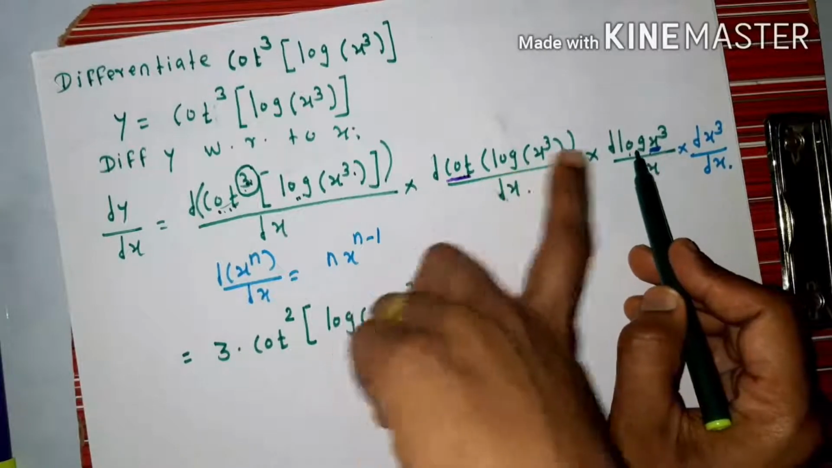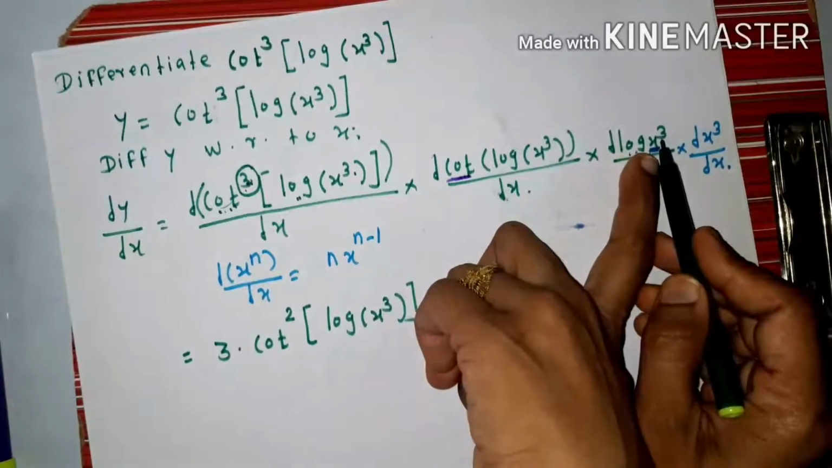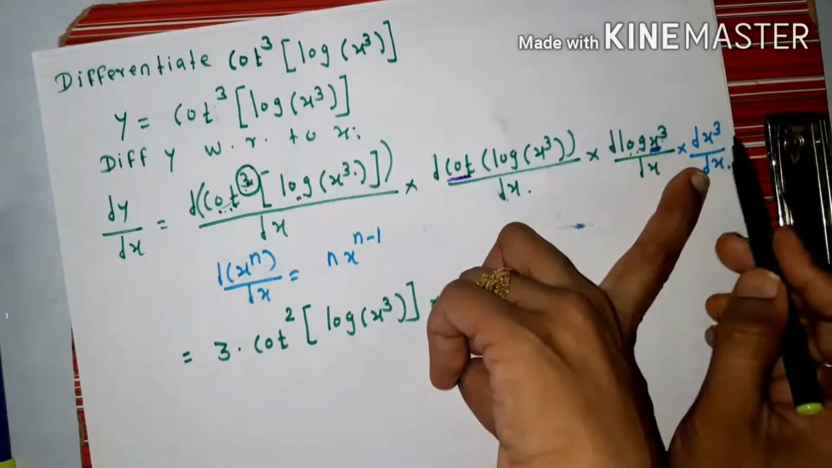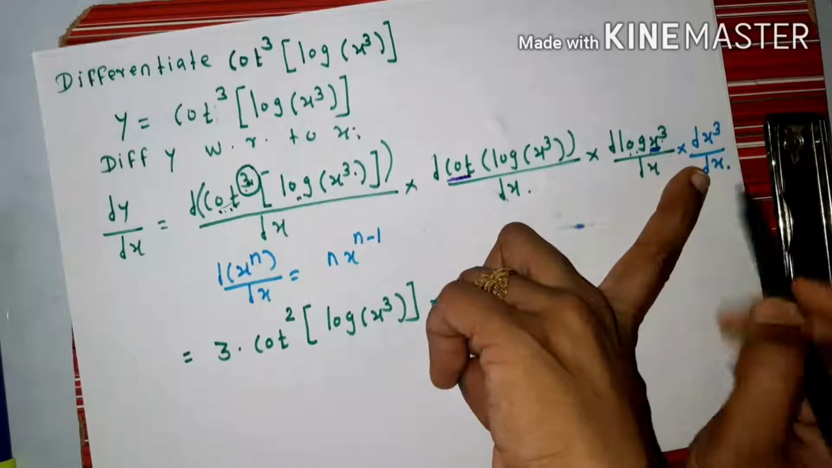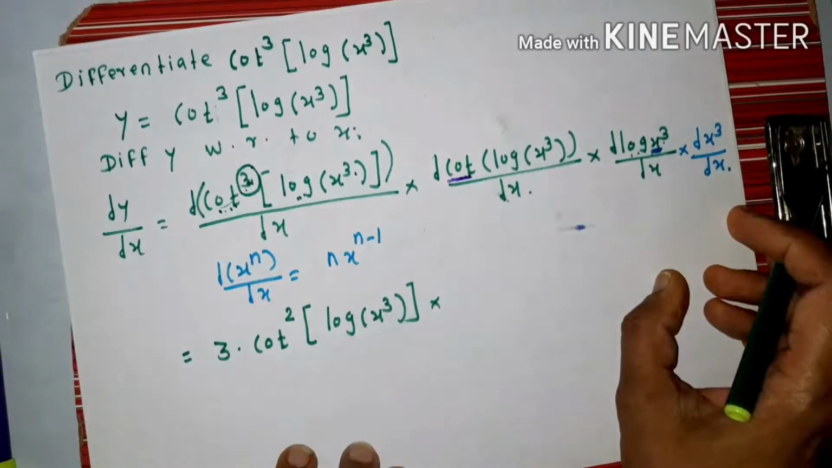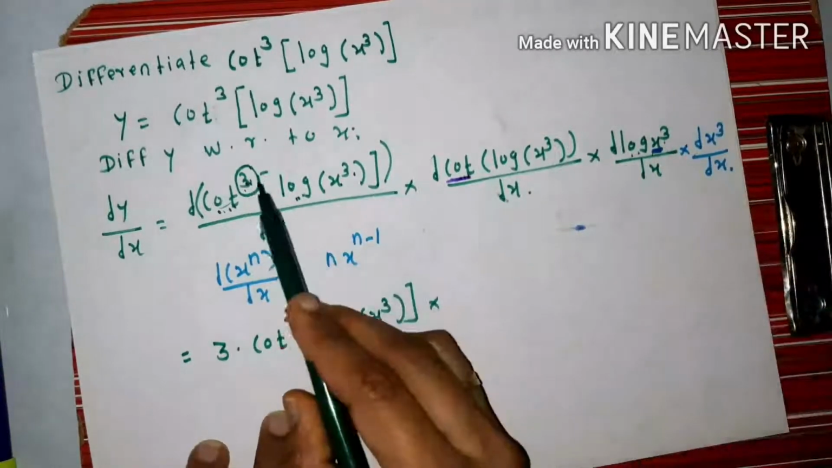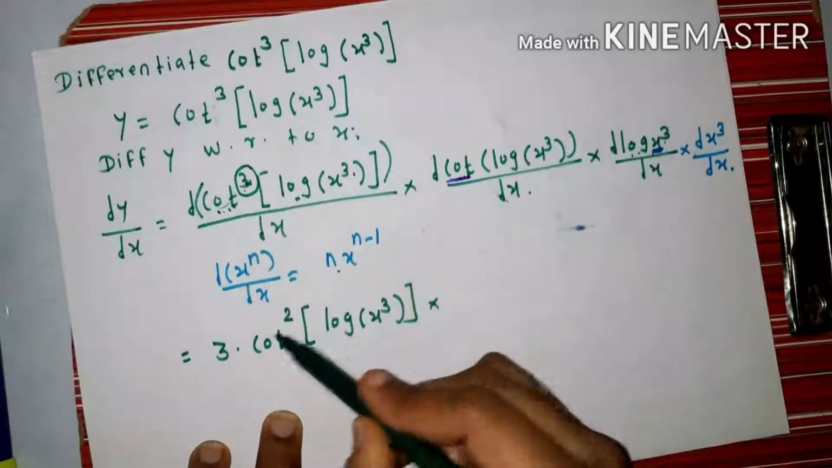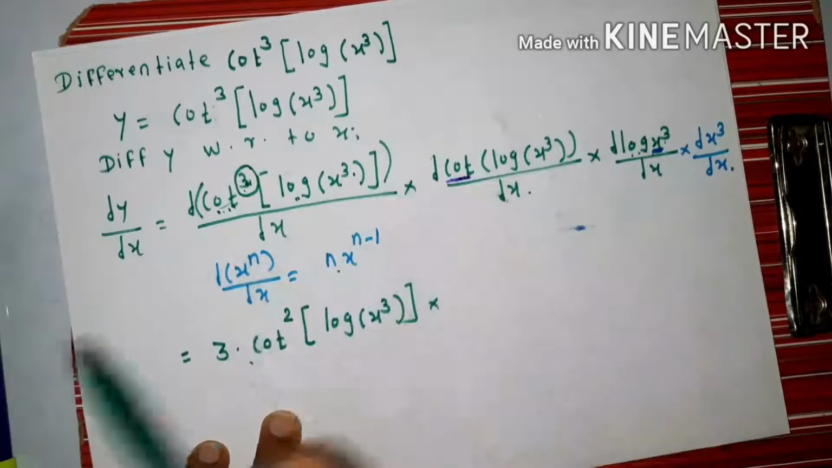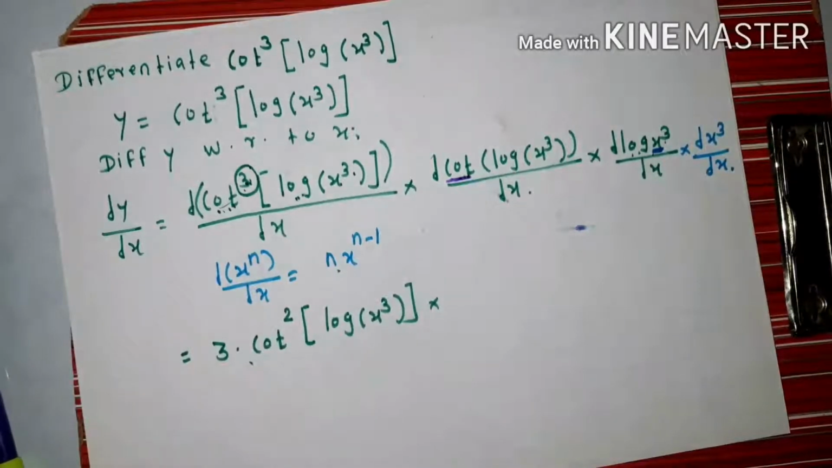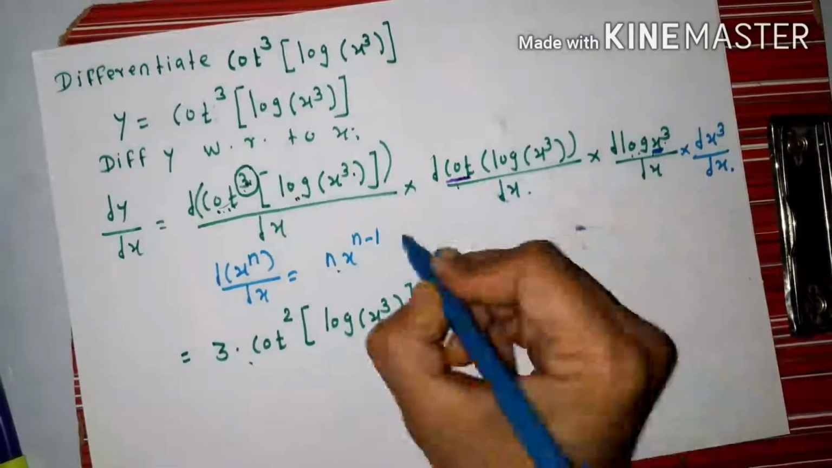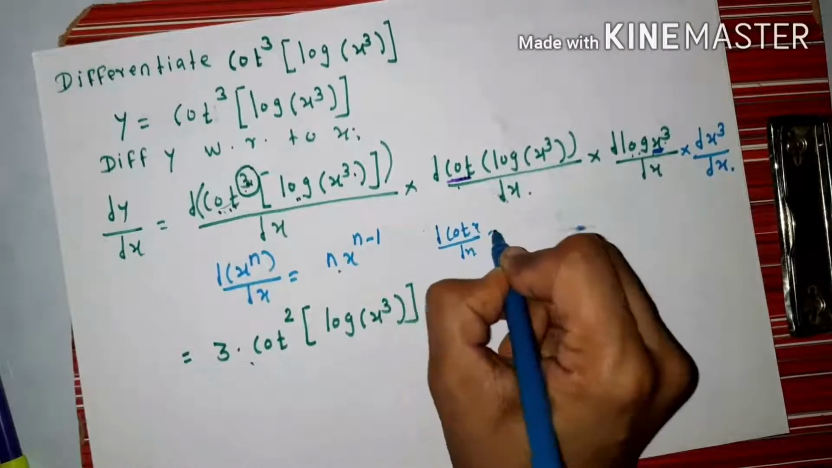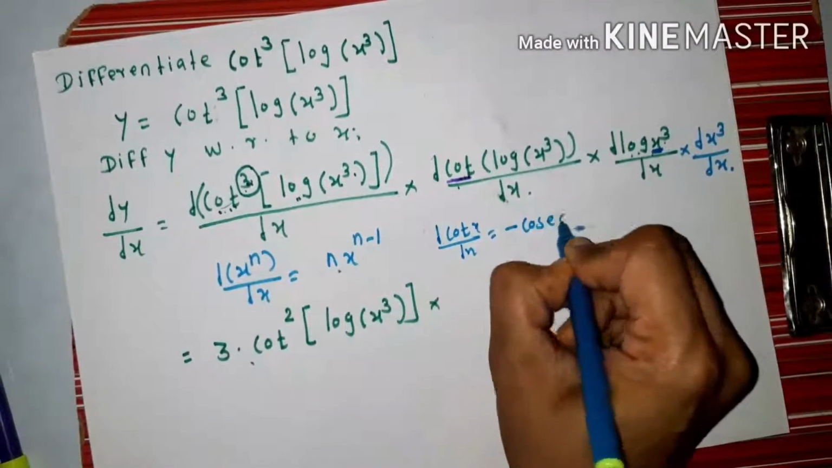And the logarithmic function is again function of x raised to 3. X raised to 3 is again differentiable function. Again we have to differentiate this. Like this we have to differentiate. So the power function we have differentiated. This is the differentiation of power function. Now you know that the differentiation of cot x with respect to dx is minus cosec square x.